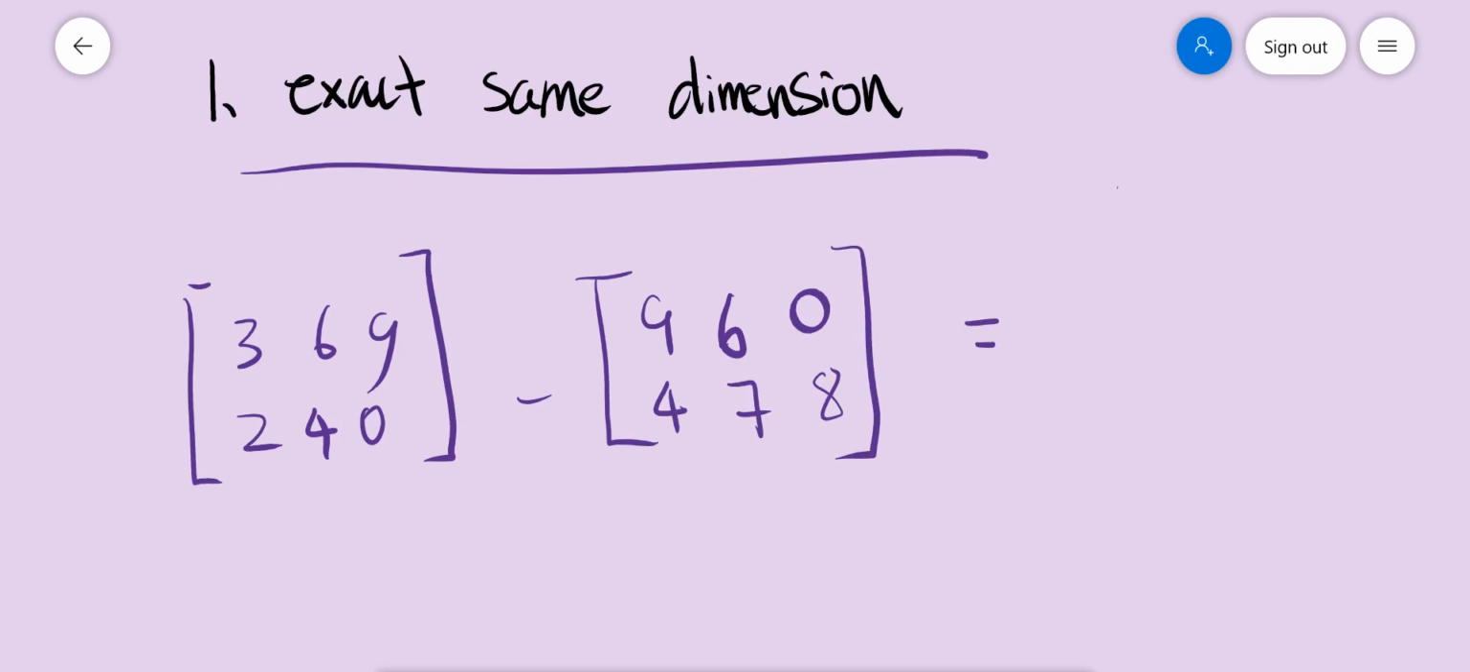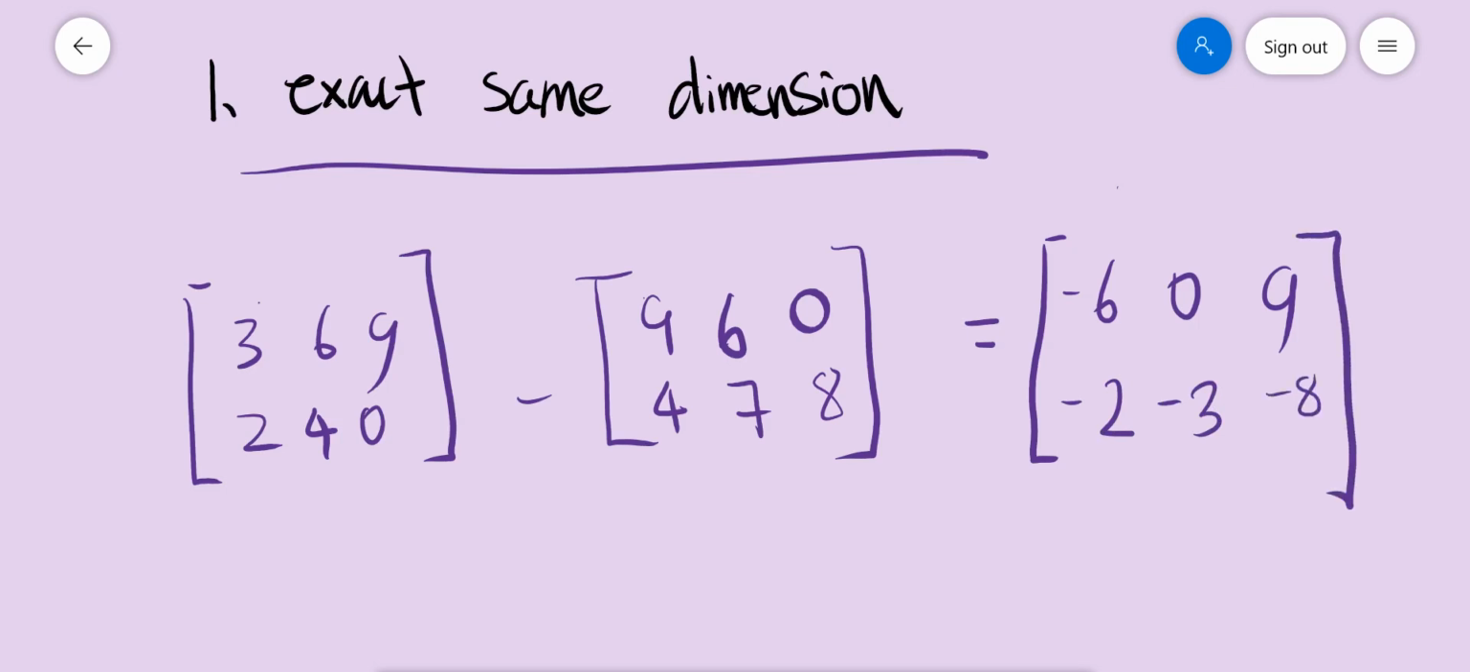So, subtract. So for 3 minus 9, that's minus 6. 6 minus 6, that's 0. 9 minus 0, that's 9. 2 minus 4, that's minus 2. 4 minus 7, it's minus 3. 0 minus 8 is minus 8. And just like that, that is the subtraction of matrices. Okay?